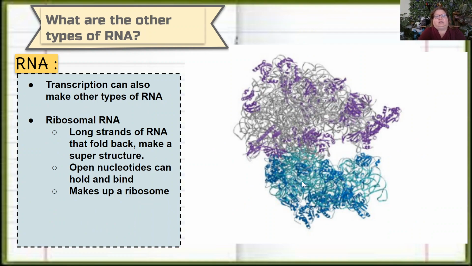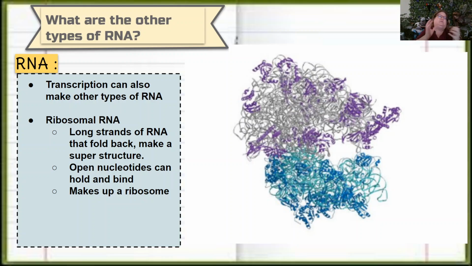We can make other types of RNA, and transcription will make them. One of the first ones we'll look at is ribosomal RNA. Now, ribosomal RNA really does not look like much. In fact, it looks right now like a big tangled mass of yarn. Imagine, if you will, a long piece of RNA that doubles back on itself and makes these connections, like a big ball of sticky tape that folds back, and then you make this mess of sticky tape. Well, that's kind of what ribosomal RNA does.